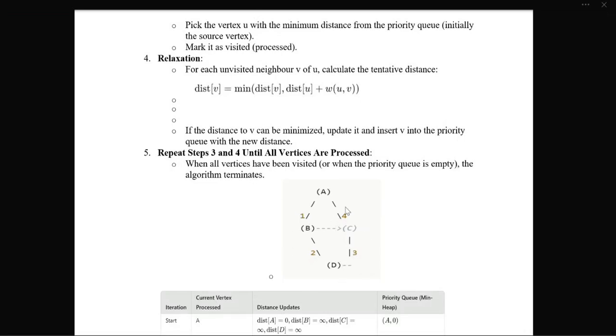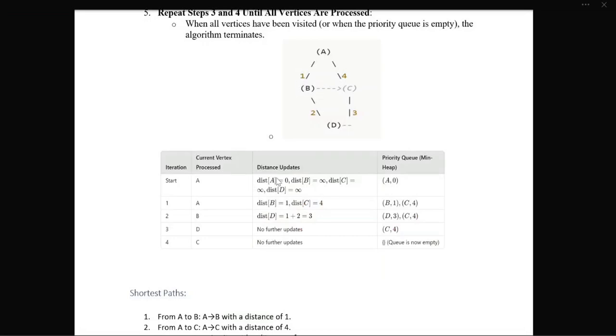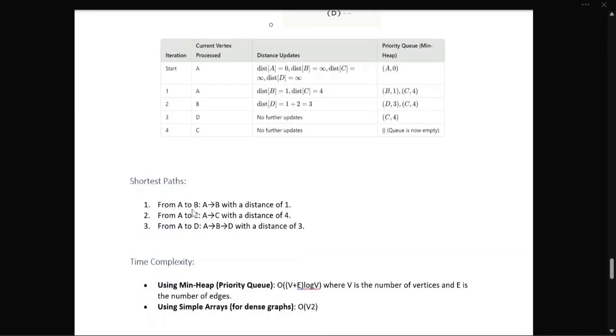This is the graph we have taken as an example. This is the table showing the current vertex processed, distance updates, and priority queue, min heap. Shortest paths from A to B with the distance of 1, from A to C with the distance of 4, A to D with the distance of 3. These are the shortest paths.